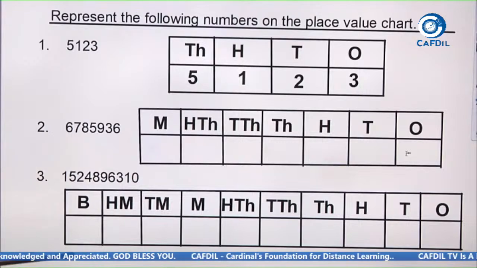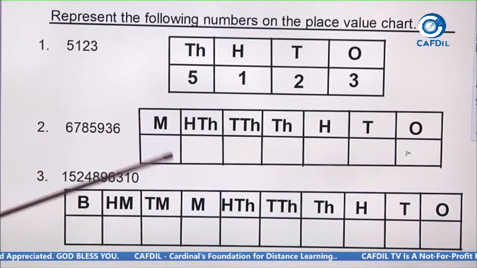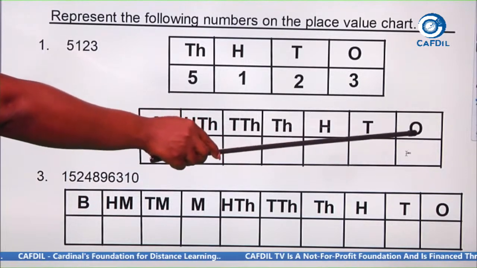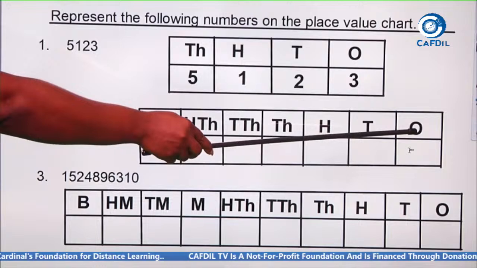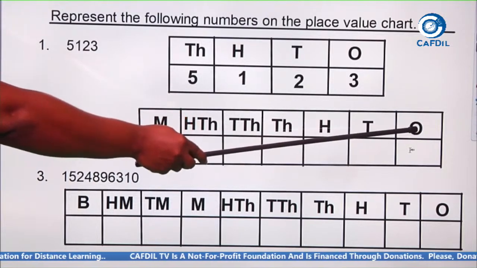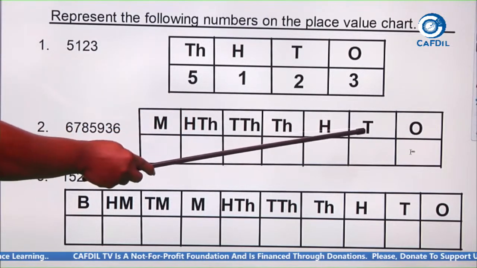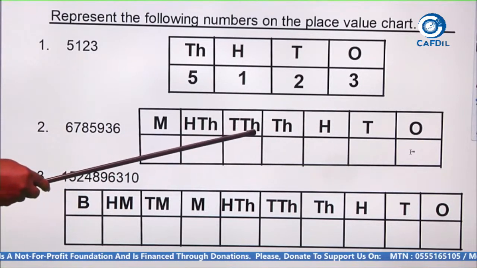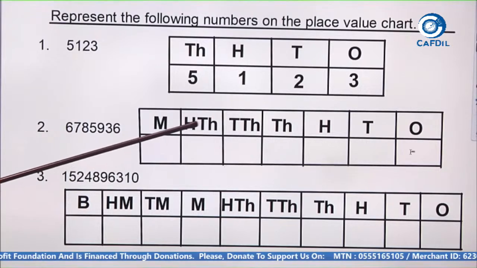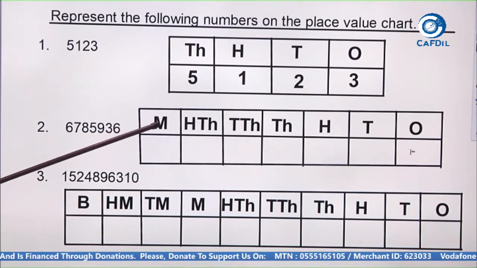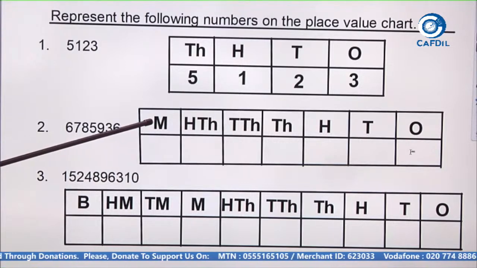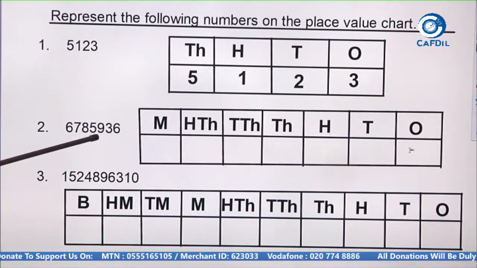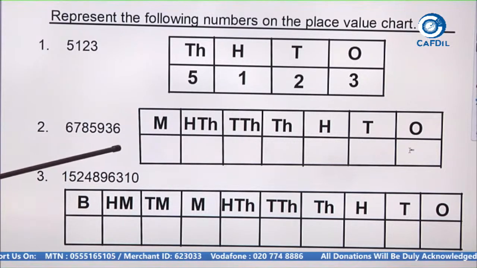With the naming, we should always start from our extreme right. So we have our ones, tens, hundreds, thousands, 10,000, 100,000, and then millions. So let's begin to write the numbers under there on the place value charts.